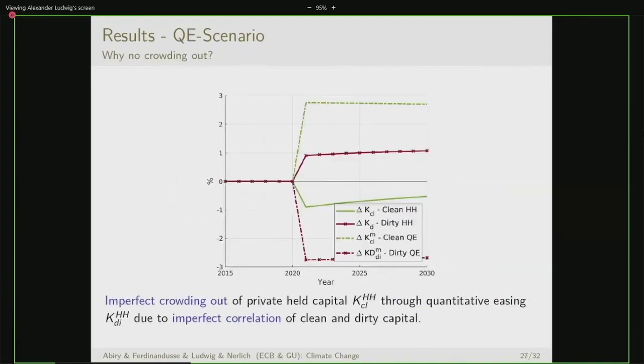Finally, this picture illustrates a little bit the imperfect crowding out. So the monetary authority in the policy experiment reduces the holdings in the dirty energy sector and shifts it fully to the clean sector. Households react to this by reshuffling their portfolios, but it's not completely offset because of the imperfect correlation of the asset returns.